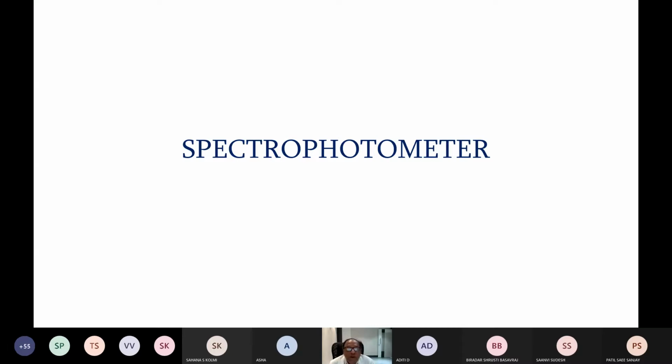Thank you. Today it is the practical aspect, the demonstration regarding the instrument spectrophotometer. Yesterday, we learned or heard about the colorimeter from our colleague. The next step, the instrument that will be used is the spectrophotometer.